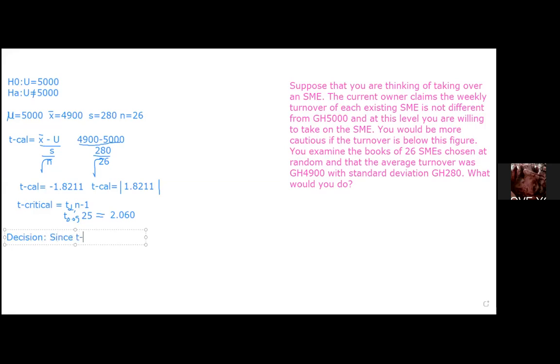Since T cal of 1.8211 is less than T crit or T tabulated of 2.060, we fail to reject H0 at alpha equal to 0.05.